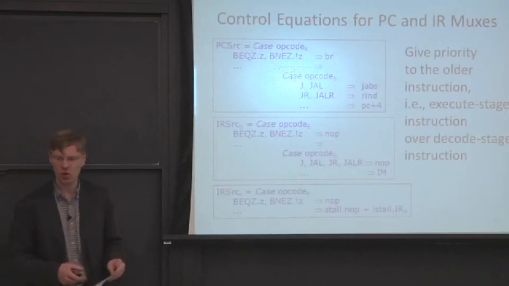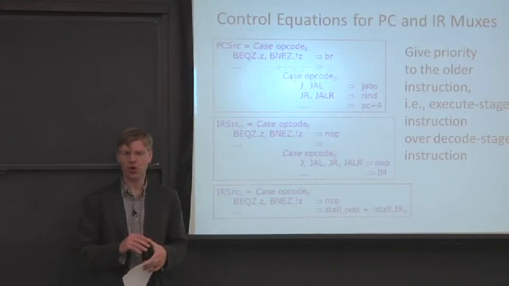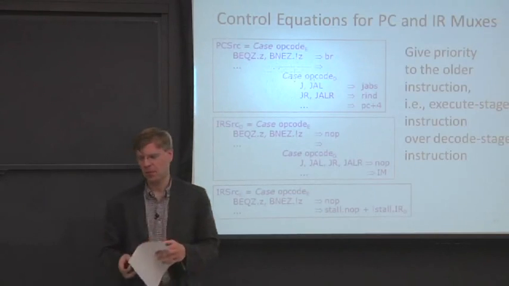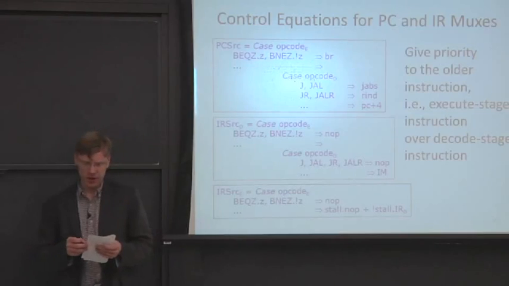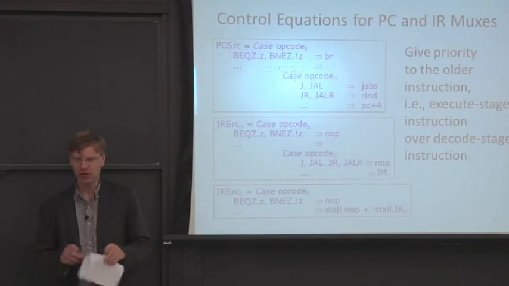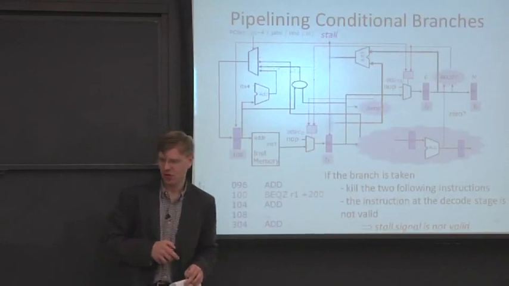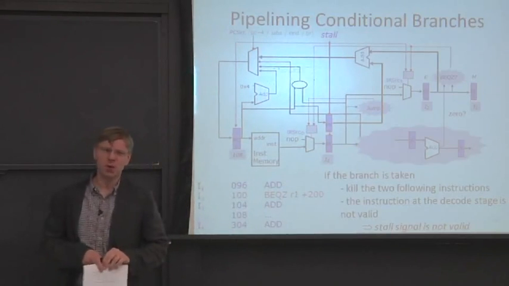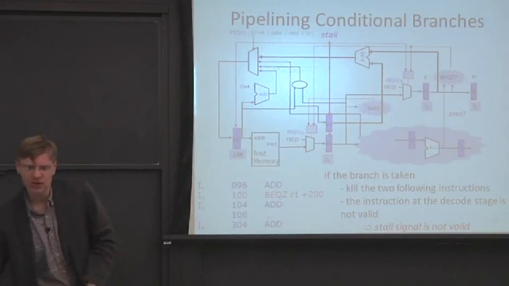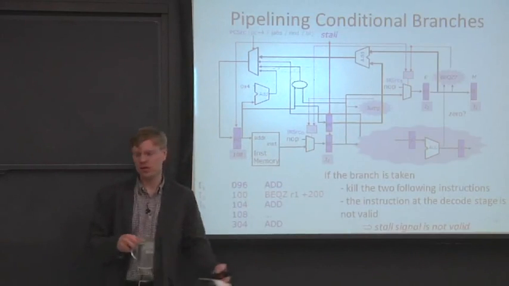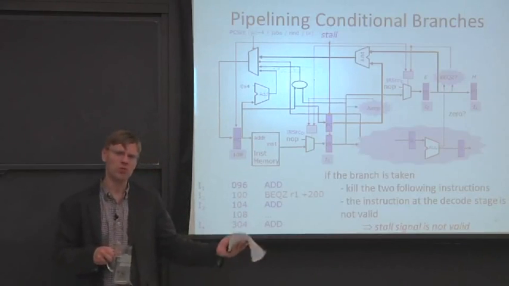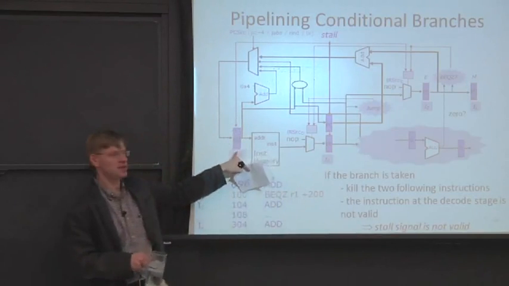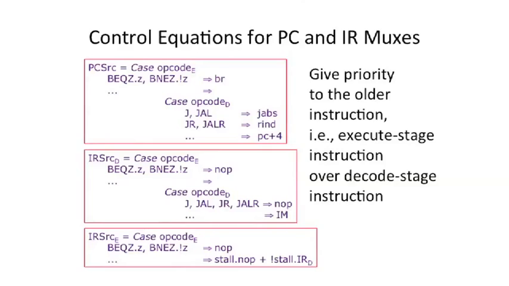OK, so now we get to talk about the control equations for the program counter and the instruction register multiplexers. Let's start off by talking about PC source. I want to remember what that is. That's way up here. It's the input to this multiplexer, and that's going to select the program counter of the next instruction we're going to fetch on the next cycle, not necessarily where we're branching to. And it's on the next cycle because this is a flip-flop.